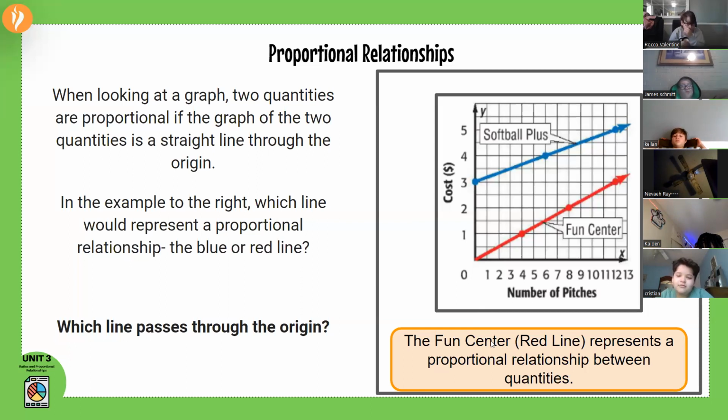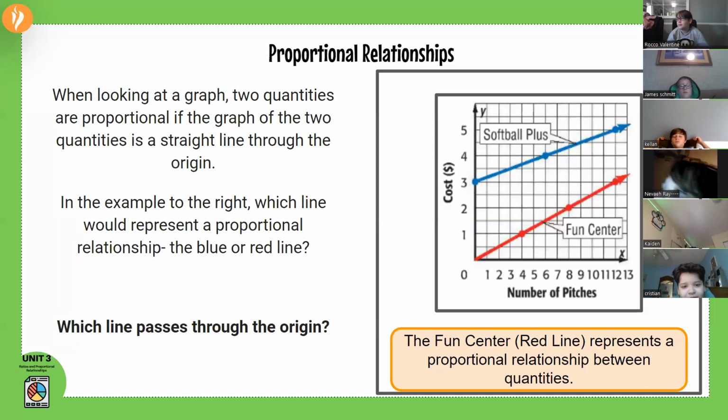Any questions about that? So it's easy. It's very easy on a graph to pick out a proportional relationship because as long as it's straight and as long as it touches 0, 0, it shows a proportional relationship. All right, so who can tell me what the price per pitch is at Fun Center? What is the price per pitch?